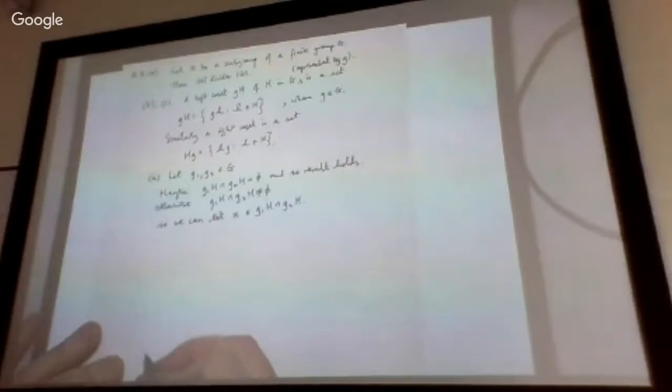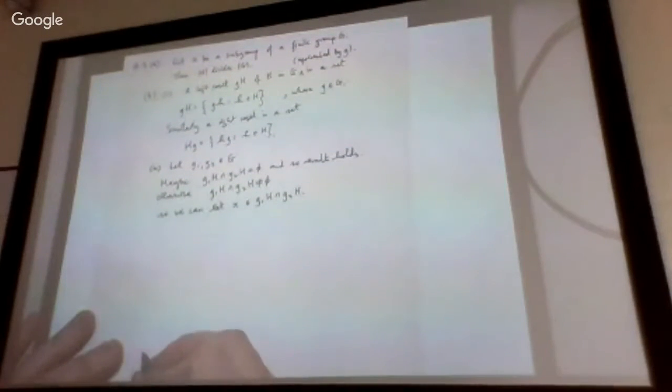Is this leaving a gap kind of thing? The conclusion in this part is to conclude that the G1H is equal to G2H.